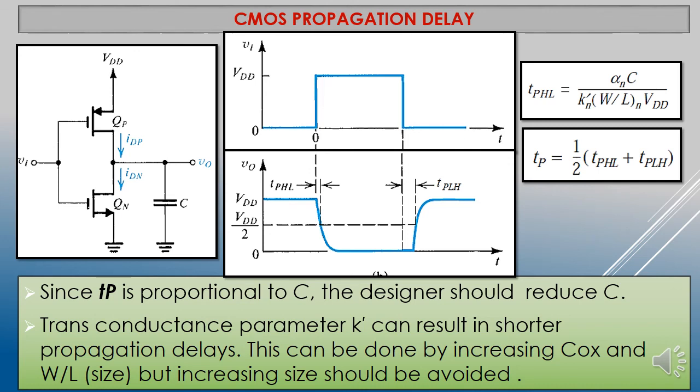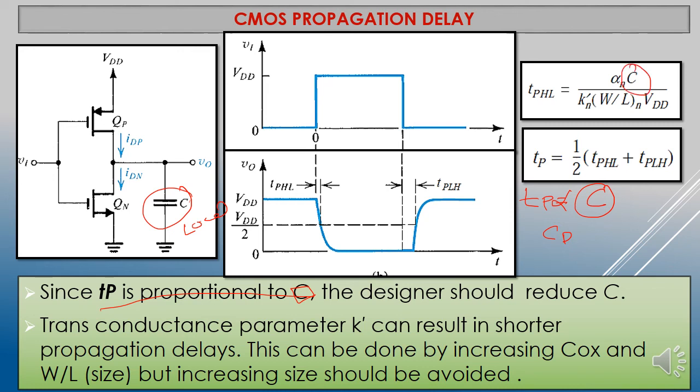Now here there are two interview questions which can be asked, and TP is proportional to C. So the interviewer can ask you what we can do to reduce propagation delay. TP is proportional to load capacitor, so you must decrease it. So designers should choose the value of capacitor such that C should be less. If C is low, then propagation delay will be low.